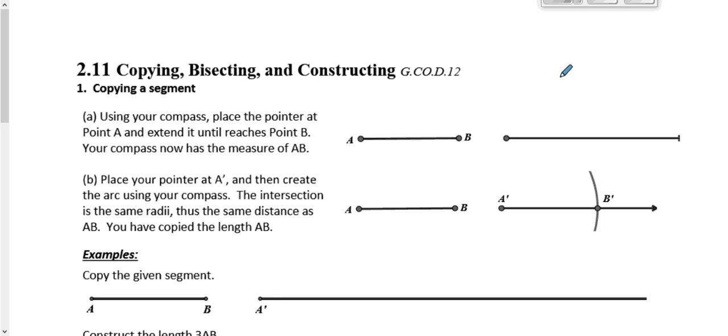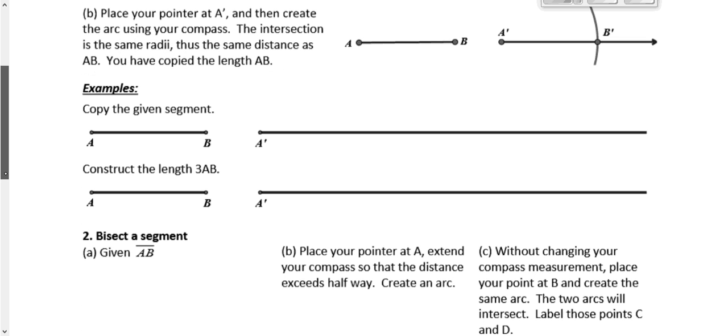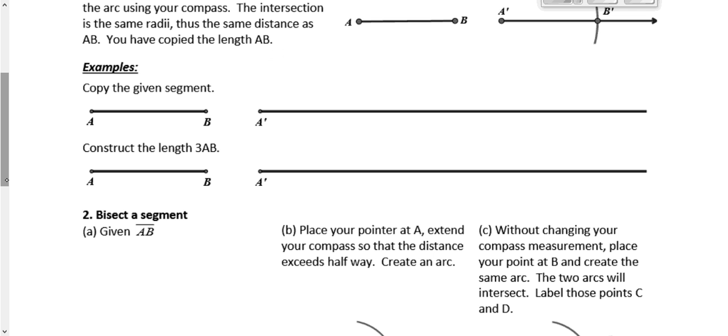So all you do is copy a segment: put your compass on A and the pencil on B, and then transfer that measurement over to here. And look, you got the segment length copied, okay? But there are different things we could do here, right? So here they have this segment, and they want you to copy it. So why don't you all just do that right now?